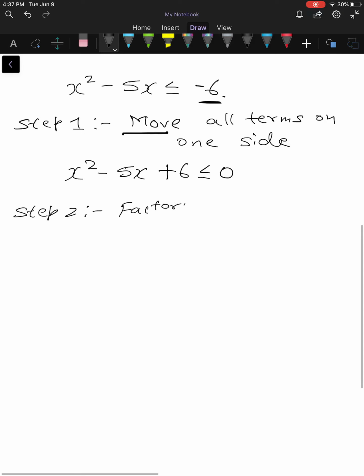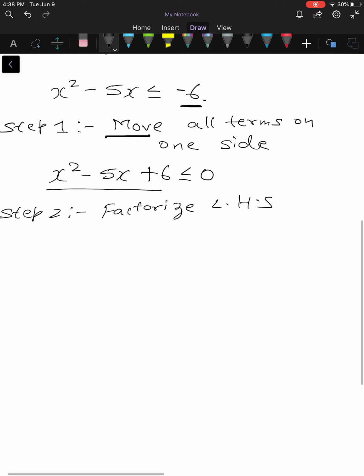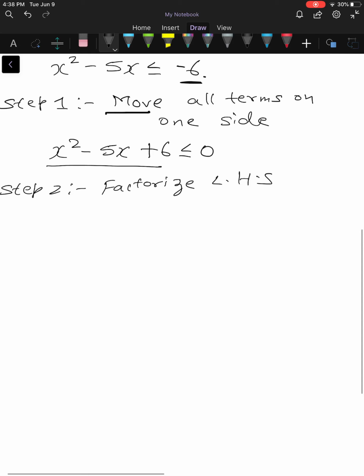factorize LHS or RHS, whichever side is your expression. In this method, I have my expression on my left hand side. So therefore, factorize LHS. Yeah, we did that before. So we got x minus 2 times x minus 3 less than or equal to 0 after factorization.